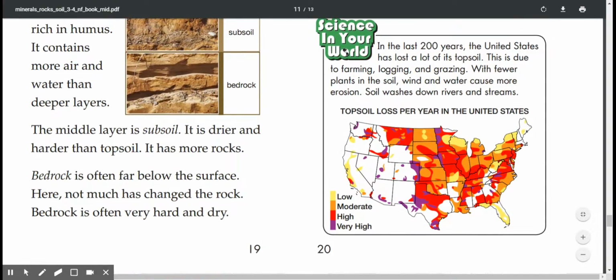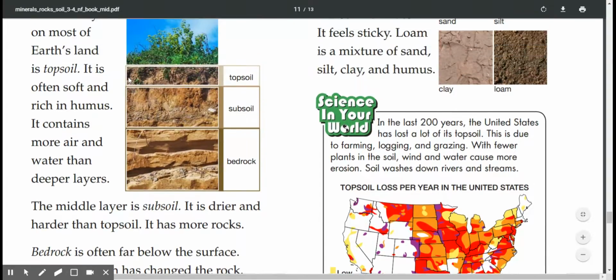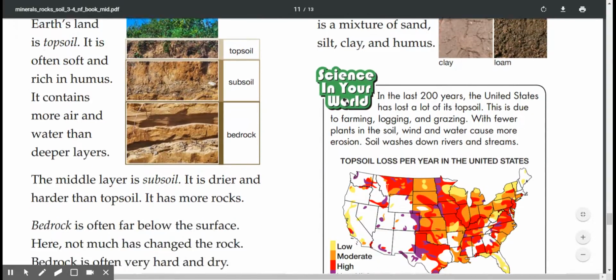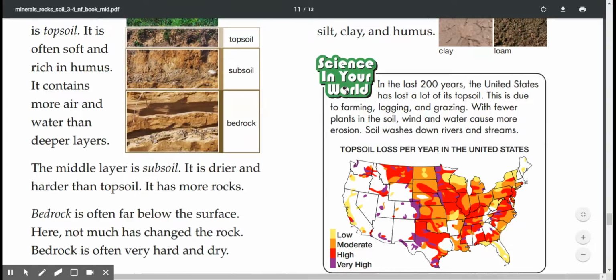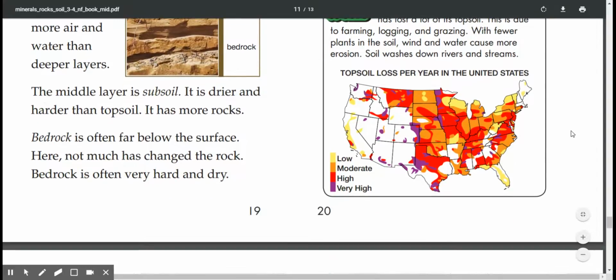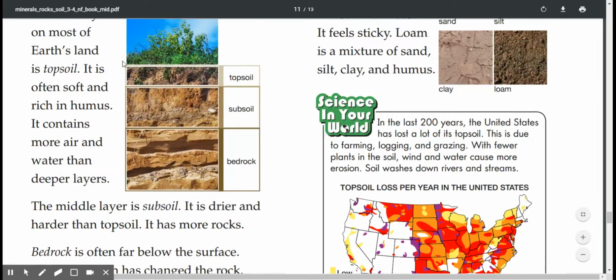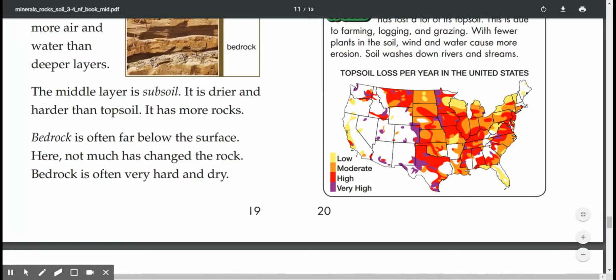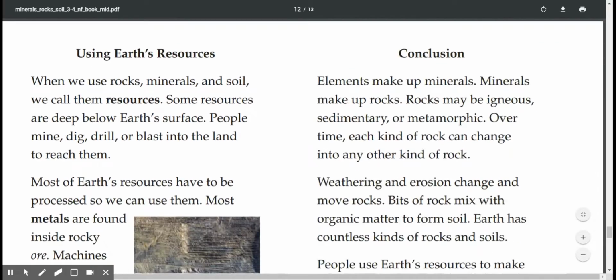And unfortunately, we're losing this topsoil layer because of human actions. This is what this is talking about. In the last 200 years, the United States has lost a lot of its topsoil due to farming, logging, and grazing, either human activities or what we allow our animals to do. So with fewer plants in the soil, wind and water cause more erosion. Soil washes down rivers and into streams, then eventually down to the ocean. This is bad, because remember, this is what we need to grow crops in. So we need to try to protect our topsoil.